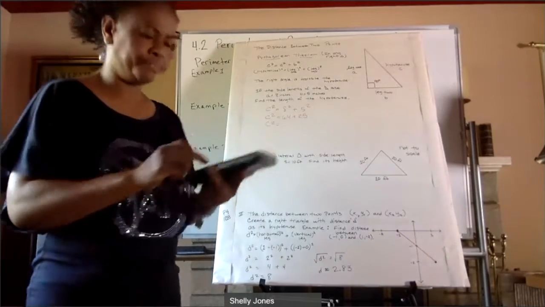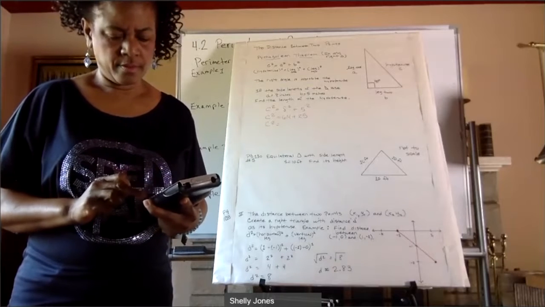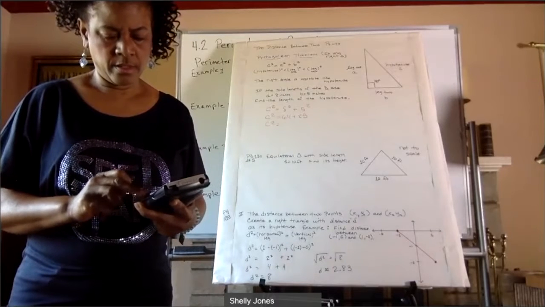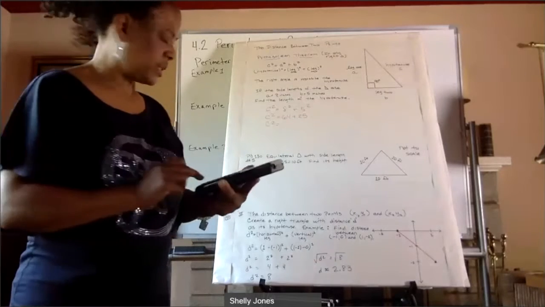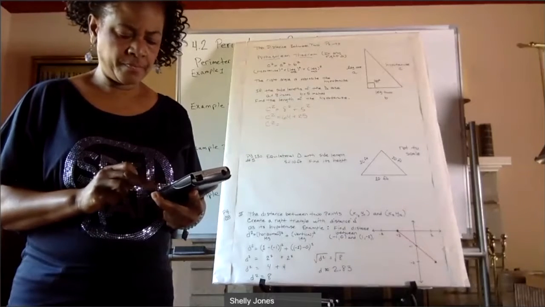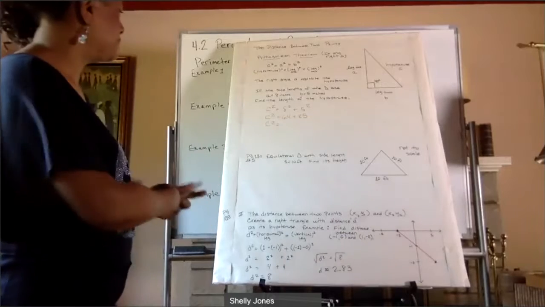Did I get that right? Yep. Okay. So 64 plus 25 is 89.